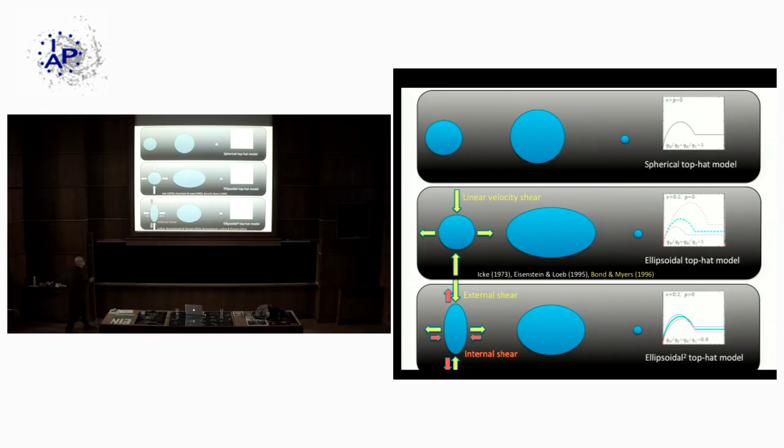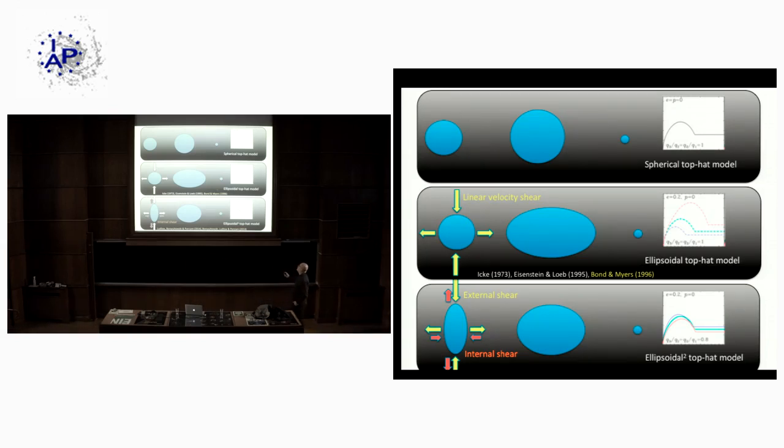In this case, you have two competing effects. You have the external shear that wants to make you ellipsoidal in one way, and the internal shear, due to the fact that you're initially not a sphere, that actually counteracts this effect. And what happens is that the three axes come to collapse at the same time in the end. Anyway, you try to compare this with numerical simulations.